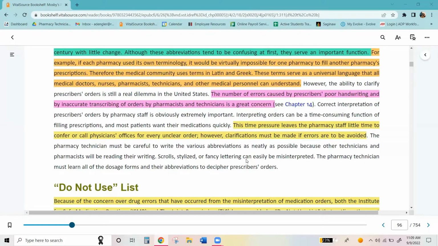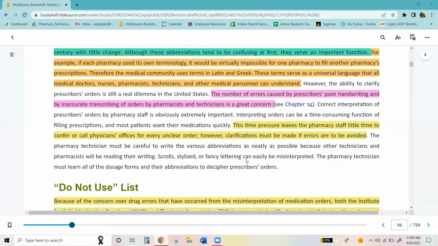Interpreting orders can be time consuming, and this is part of the filling process, and most patients want their medications quickly. The time pressure leaves the pharmacy staff little time to confer or call the physician's office for every unclear order. However, clarifications must be made if errors are to be avoided.